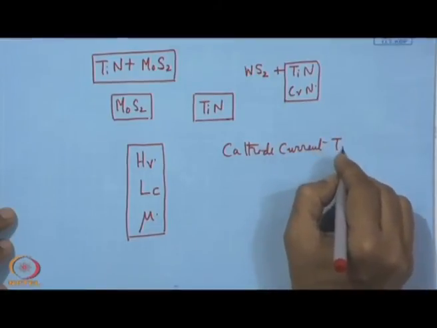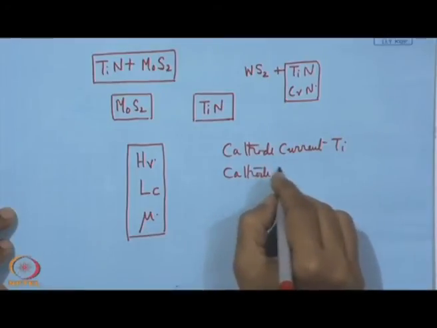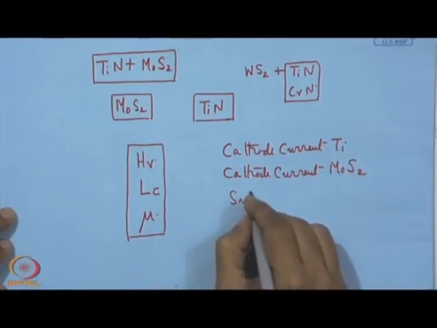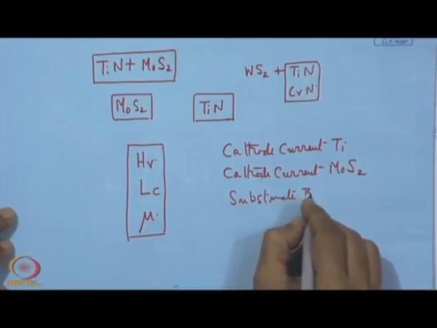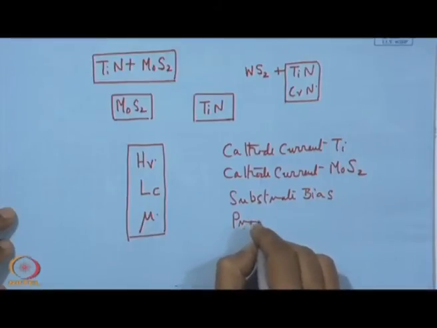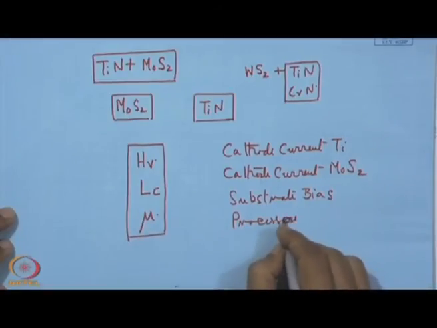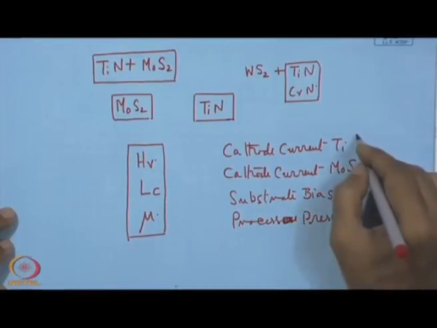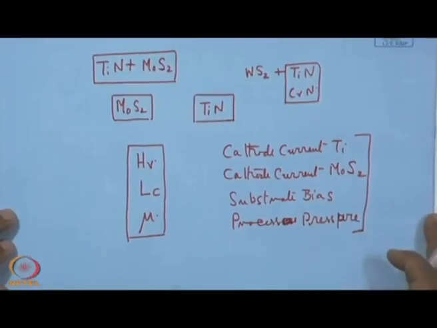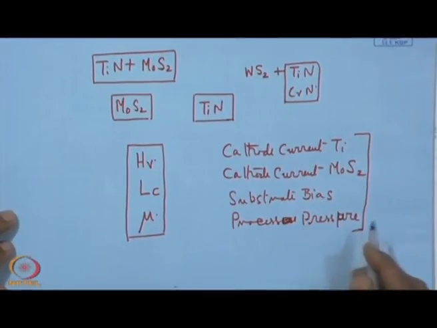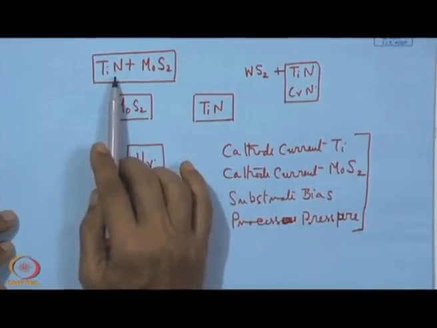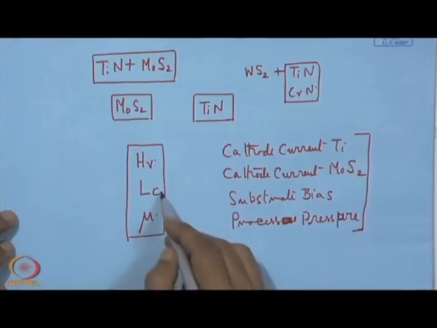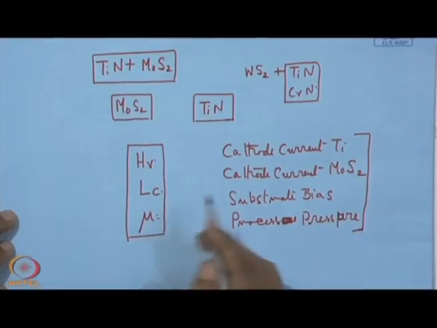for titanium, cathode current for MoS2, then the substrate bias, and process pressure, keeping other things constant. Keeping other things constant means, if it is a pulse DC, then the pulse frequency for the target and the substrate is not altered. So, with this one can find out the best combination of these two to get one of the best values of hardness of the coating, adhesion of the coating, and a low value of the coefficient of friction.